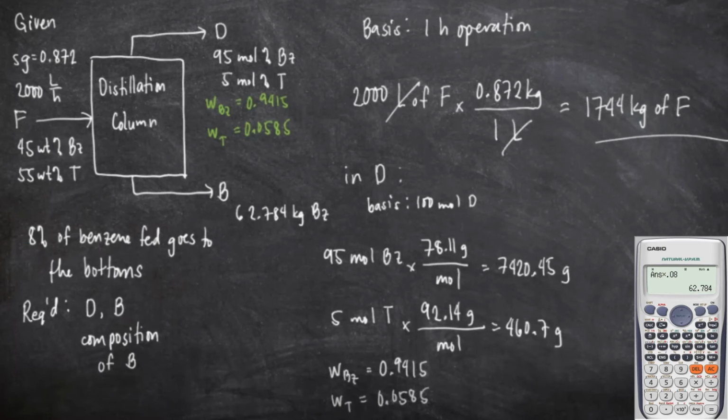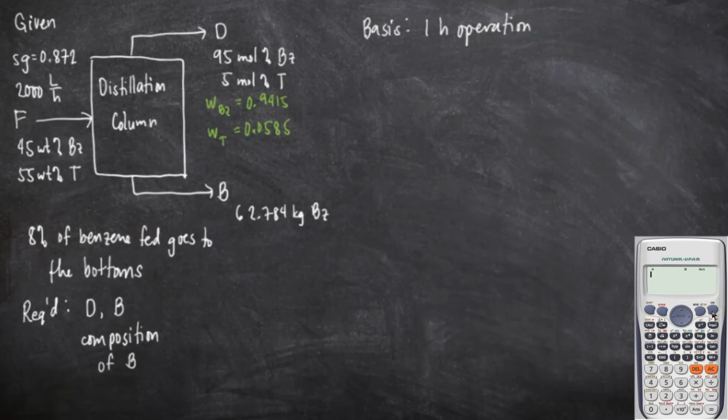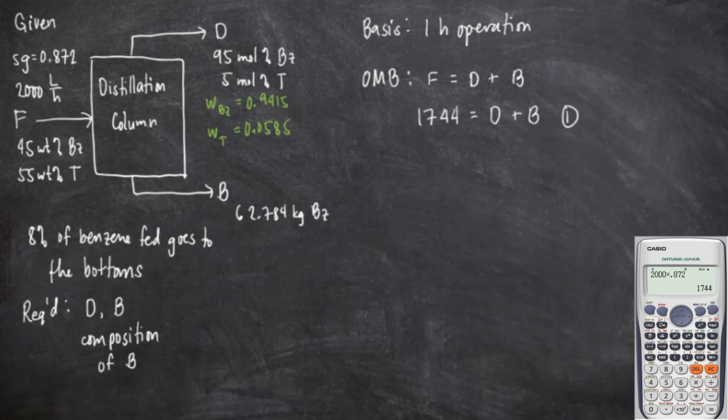We now have everything we need to perform the material balances. Let me first clear the board and then we'll proceed with the material balances. Our overall material balance, or OMB, is F is equal to D plus B. We know the mass of our feed, that is 1,744 kilograms. That's equal to D plus B. This is our equation 1. The 1744 comes from the conversion from volumetric flow rate to mass flow rate using the specific gravity value.